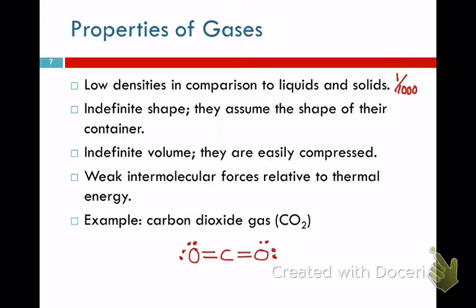The bonds are polar, but the molecule's symmetry makes it nonpolar. So CO2 is a nonpolar molecule, and it tends to be a gas at room temperature. Its shape is linear, and that symmetry is what makes it nonpolar.